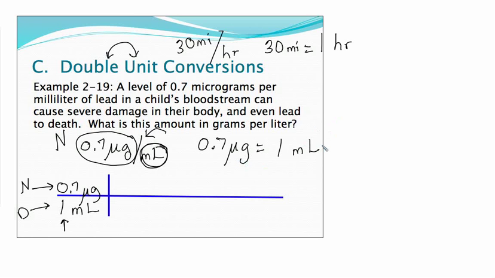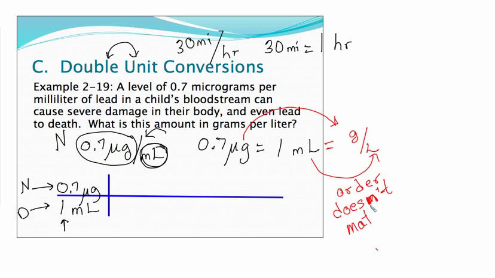So I have micrograms, and it asked me, what is this in grams per liter? So that means I have to convert milliliters to liters, and I need to convert micrograms to grams. Now, the order doesn't matter because it's all multiplication and division. And remember, with multiplication and division, the order of your operations won't matter. So you can pick whichever one you want to eliminate first. I'm going to go ahead and start with my milliliters.